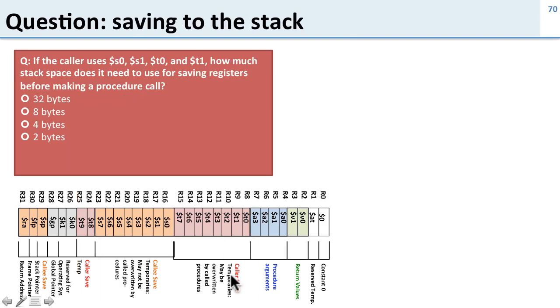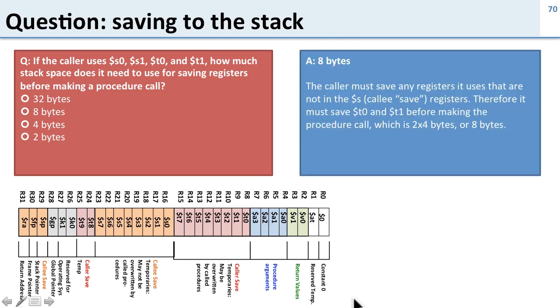So another question, if a caller uses S0, S1, T0, and T1, how much stack space does it need to use for saving registers before making a procedure call? Well, the answer is 8 bytes here. We need to save two things as the caller. We need to save T0 and T1 because those are both going to be caller saved. So we need to save two things, or 2 times 4 bytes, or 8 bytes. So these are the ones that the caller needs to save.